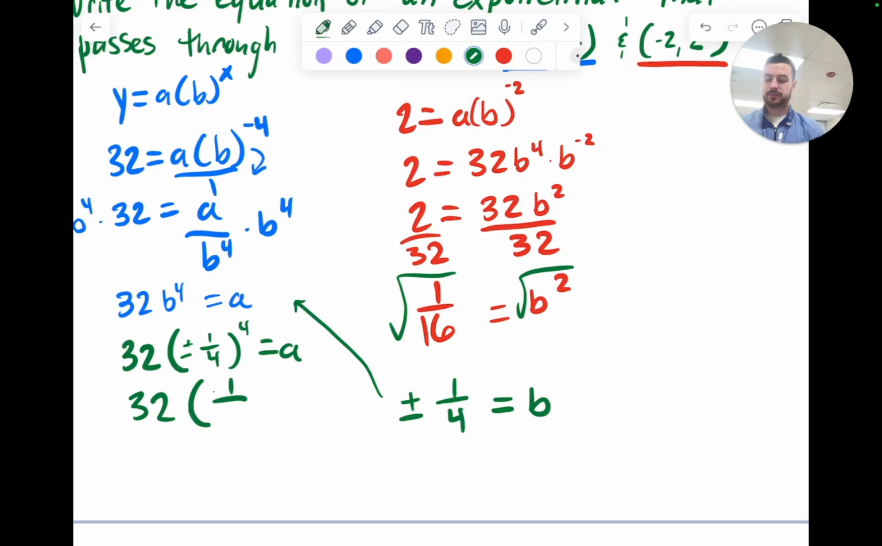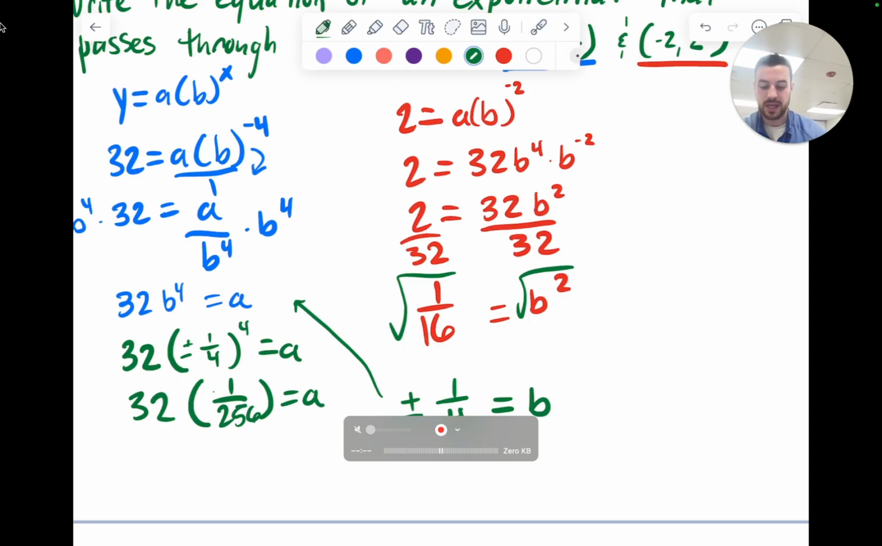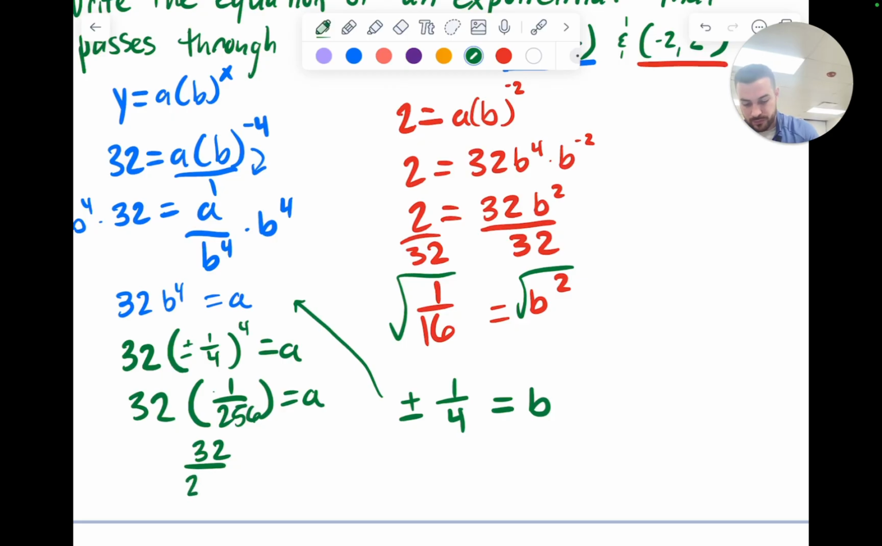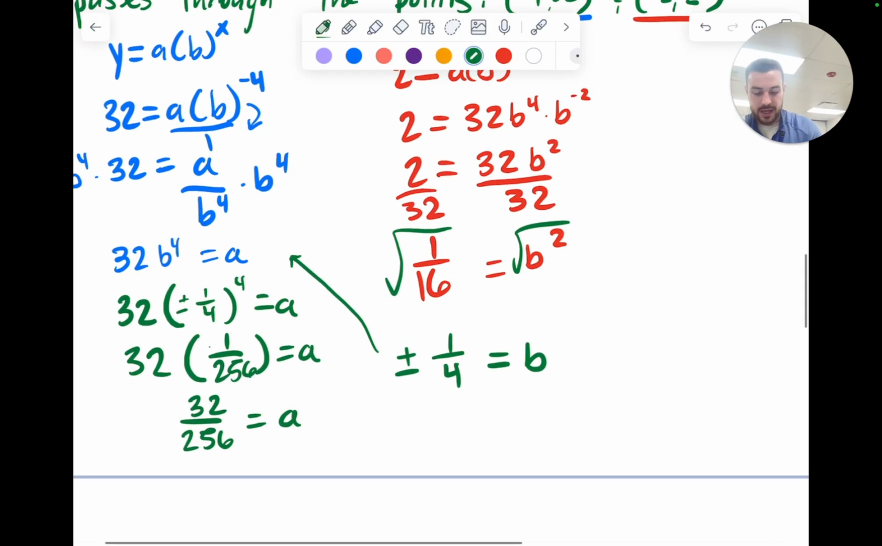Let me double check that. Yes. And now if we take 1 over 256 and we multiply by 32, we get 32 over 256 is a, or if we simplify that, 256 divided by 32 is 8. A is going to be 1 over 8.